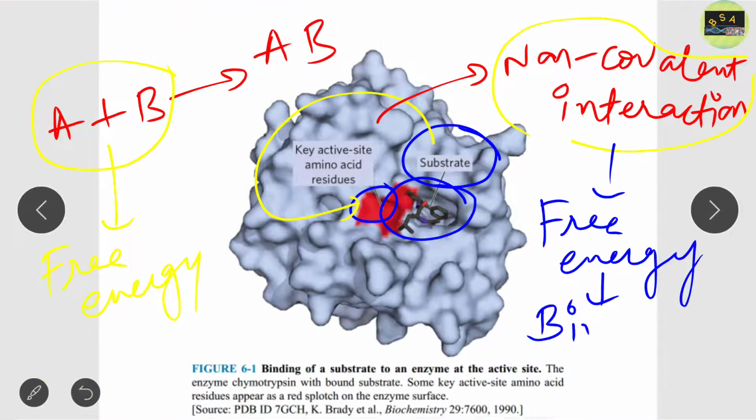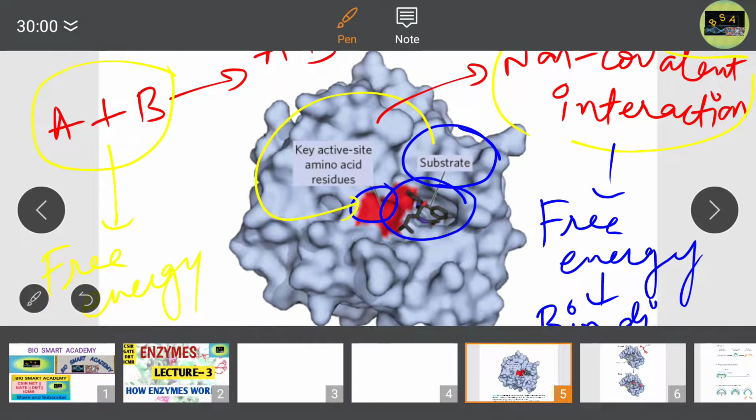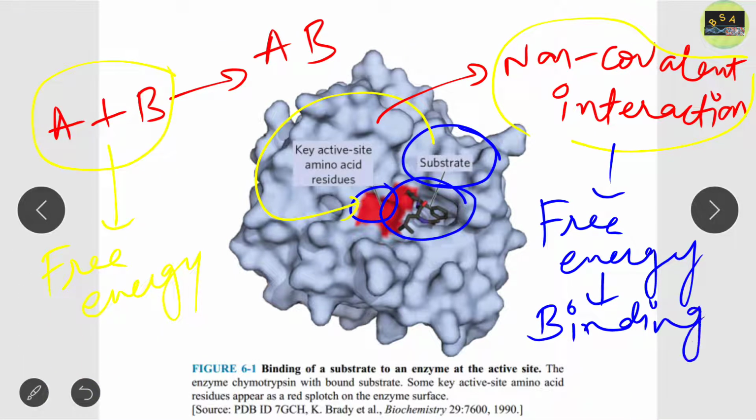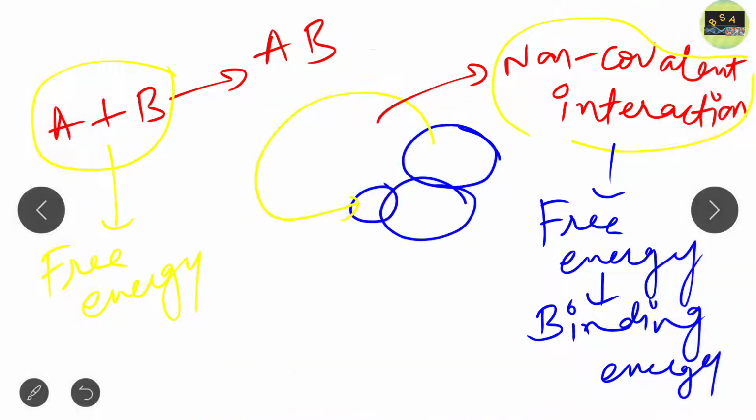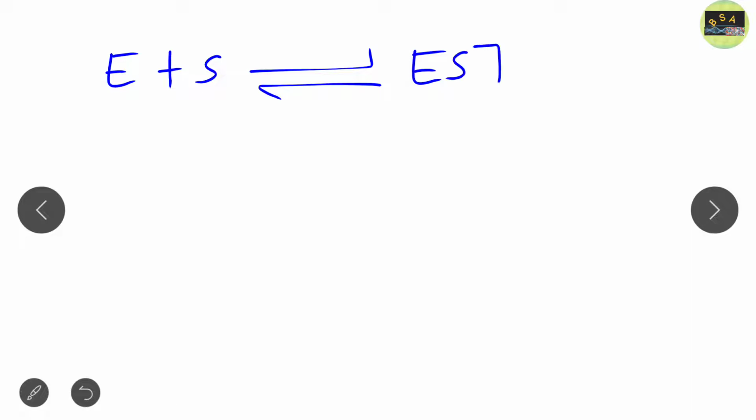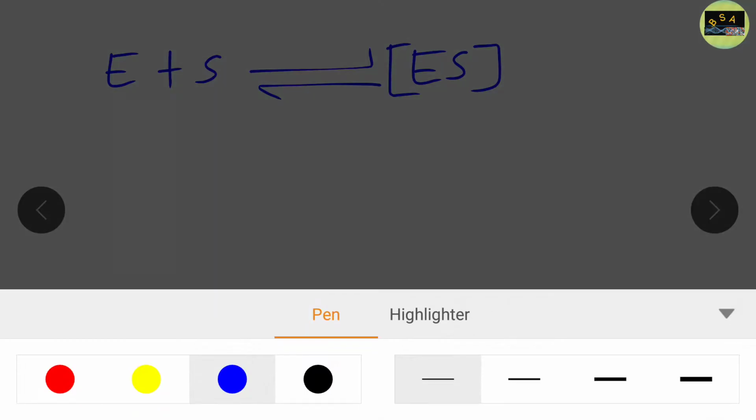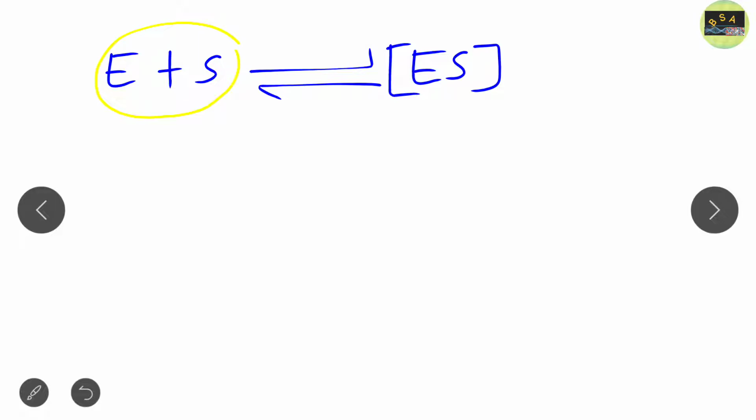Okay, binding energy. Clear? Now just look here. Suppose this is an enzyme. Suppose enzyme plus substrate gives rise to an enzyme-substrate complex. And this enzyme and substrate are combined through non-covalent interaction.